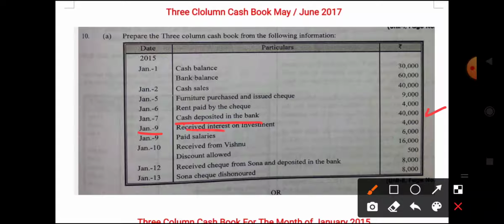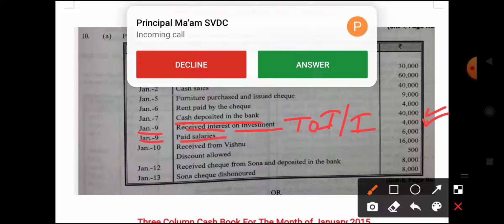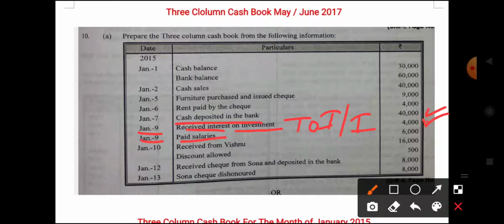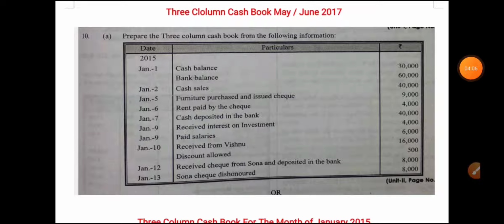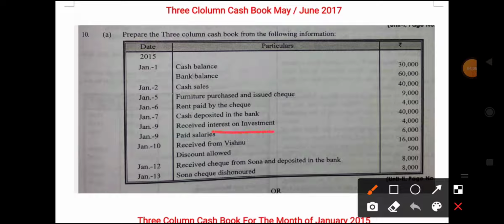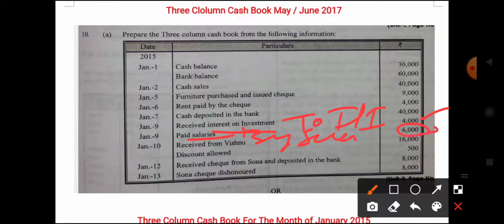Then Jan 9th, received interest on investments. You will write to interest on investments, amount in cash column. Paid salaries, if nothing is said we need to assume it is through cash itself. By salaries we will write amount 6,000. So here we have interest on investments, recorded on the debit side, and salaries paid, by salaries, amount in cash column 6,000.